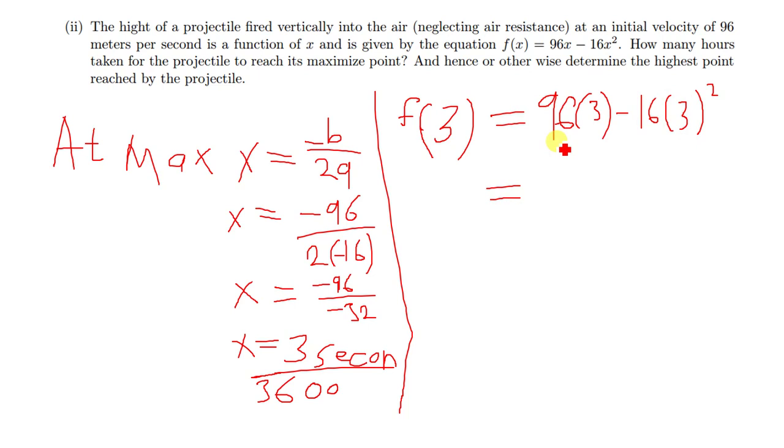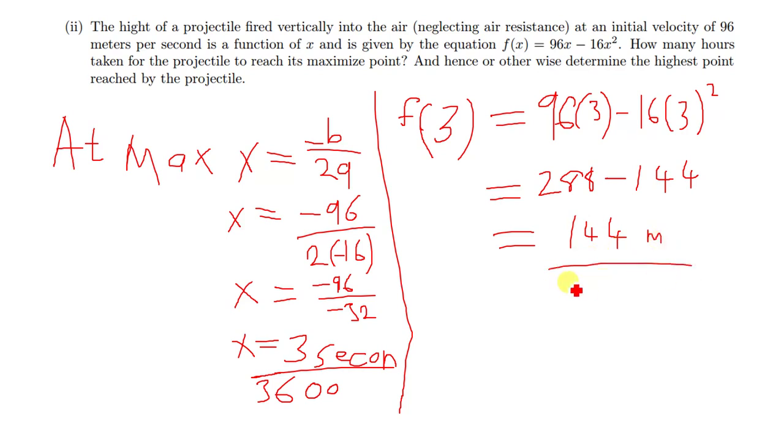96 times 3 gives you 288. Then minus 3 squared, which gives you 9. So 9 times 16 will give you 144. So 288 minus 144, you are getting 144 again. So the highest point that was reached was 144 meters.